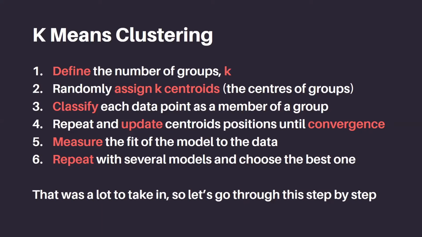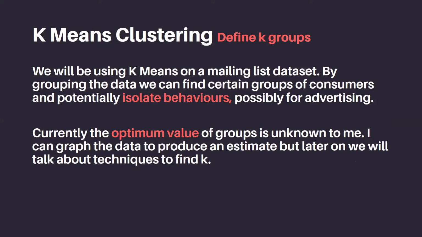That was quite a lot to take in, so let's go through this process step by step, starting with defining k-groups. So we'll be using k-means on a mailing list dataset. By grouping the data, we'll hopefully find certain groups of consumers and isolate certain behaviors. This could be useful in the case that we're given a certain amount of money to spend as owners of a business, and we want to spend that money in advertising to the relevant consumers. By clustering these consumers, hopefully we can realize what groups will be worth the advertising and what won't be.